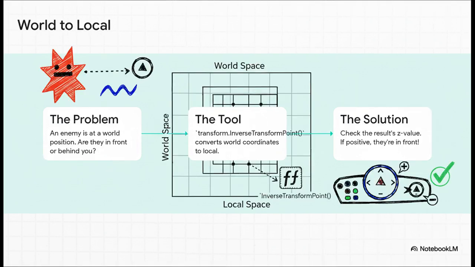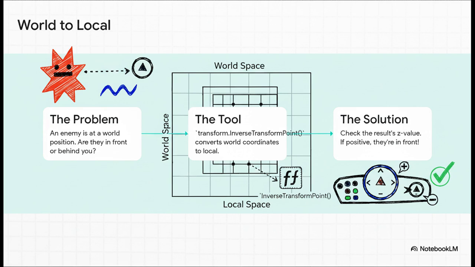You know an enemy's world GPS coordinate. They're over there. But what your game needs to know is, from my player's perspective, are they in front of me or behind me? To my left or right? For this, you use InverseTransformPoint. It takes that world position and translates it into your local dashboard space.